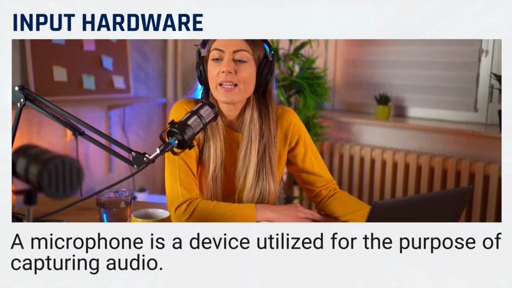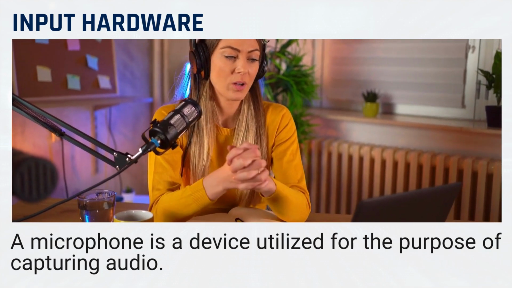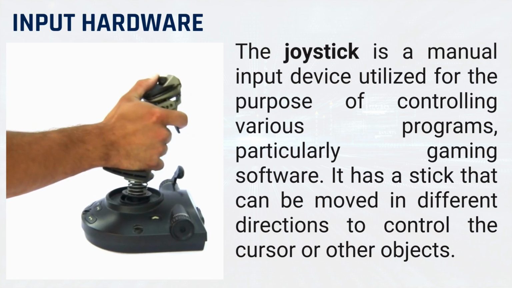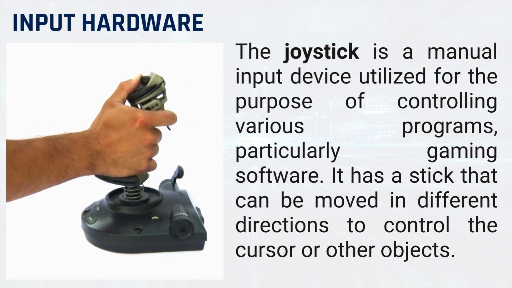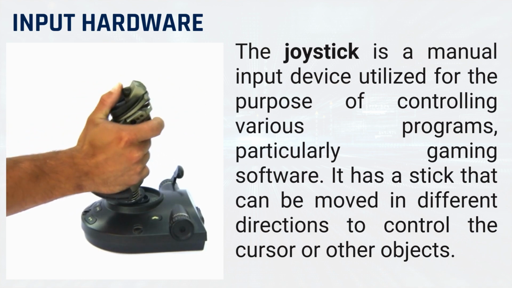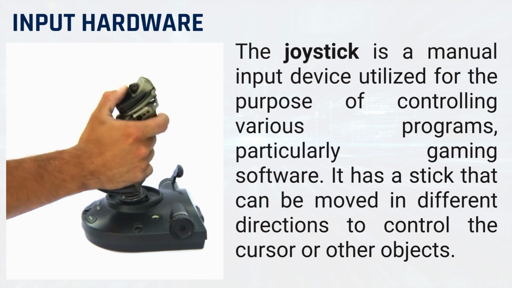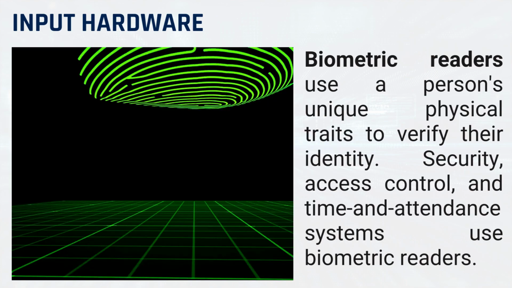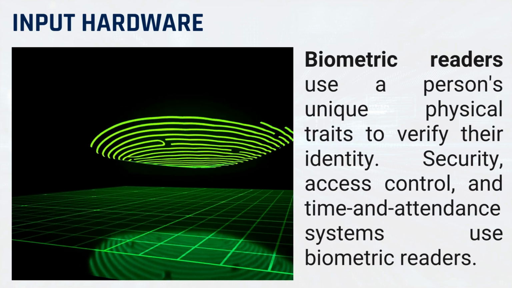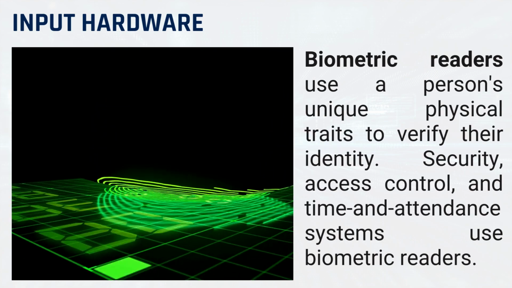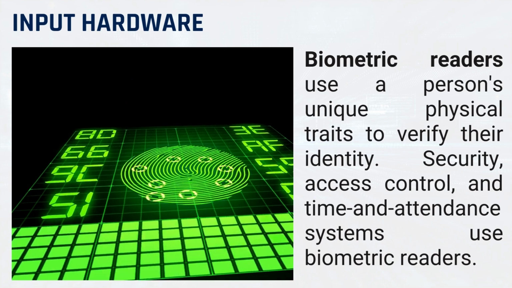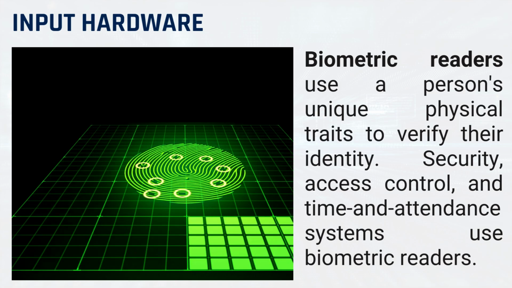A microphone is a device utilized for the purpose of capturing audio. The joystick is a manual input device utilized for the purpose of controlling various programs, particularly gaming software. It has a stick that can be moved in different directions to control the cursor or other objects. Biometric readers use a person's unique physical traits to verify their identity. Security, access control, and time and attendance systems use biometric readers.